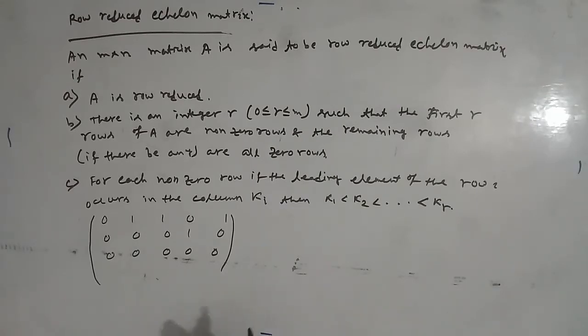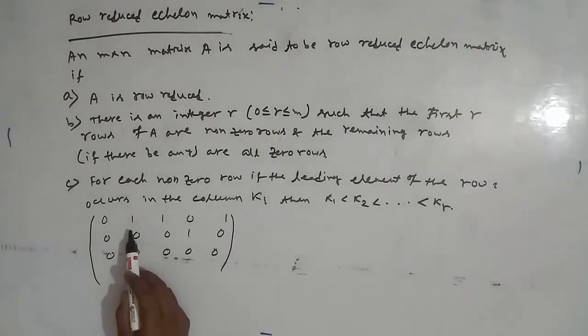Condition number 2, the 0 rows will be at the last position. If there is any non-zero row, the non-zero rows are in the upper position, 0 rows will be in the lower position. So there is a 0 row which is in the last row. Okay. Third condition says that the leading elements 1 will be in the diagonal position. Diagonal means not immediate, not exact diagonal.